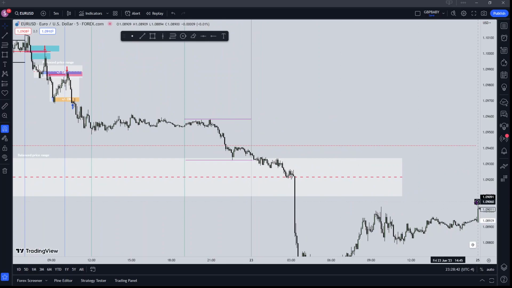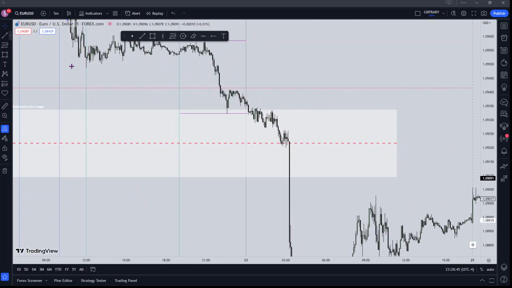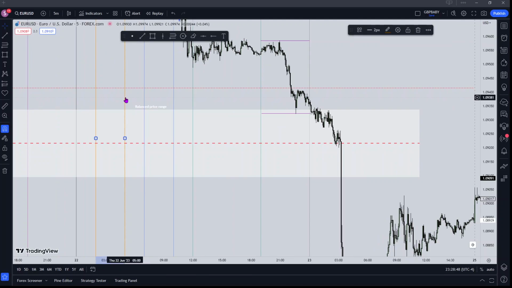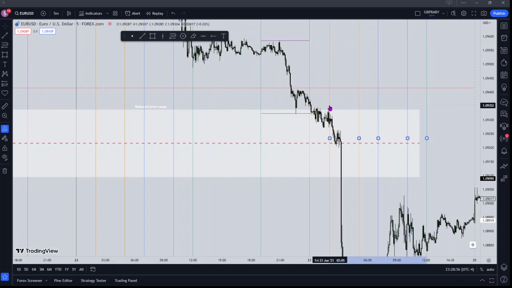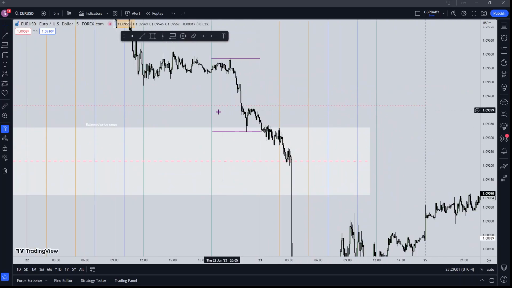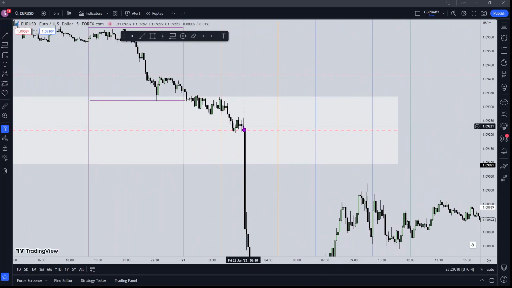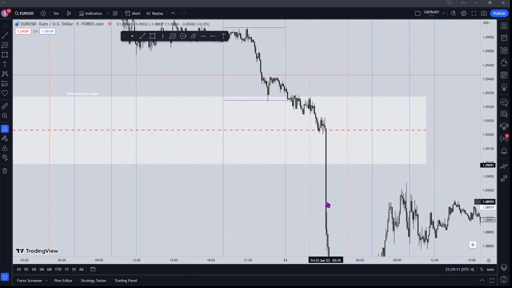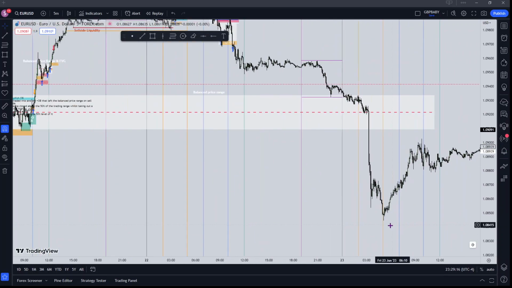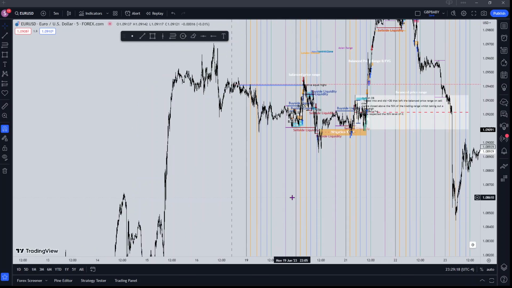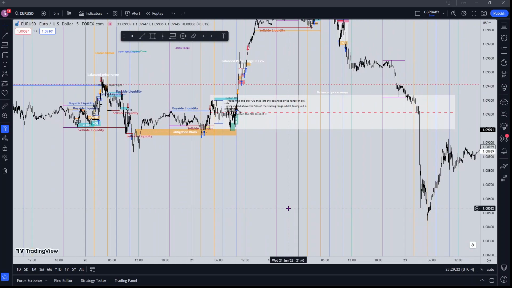I do want to investigate this. Let's have a look. And then I'll quickly put in our sessions. Interesting, right? Interesting how we come to the 50% and then it rushes down to this level. It was in a rush to get there. That's quite interesting.